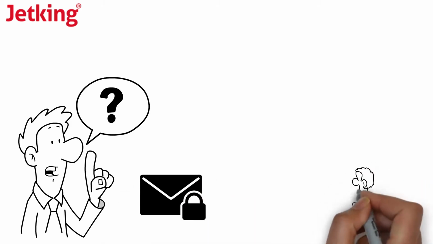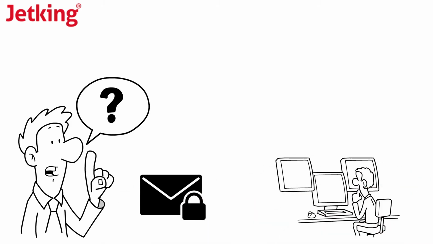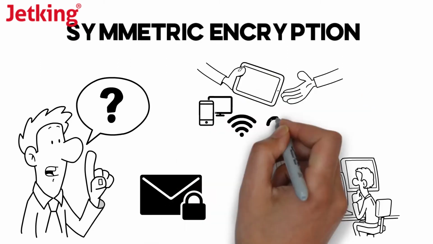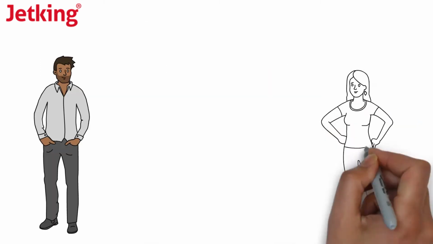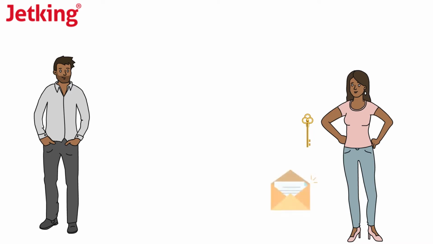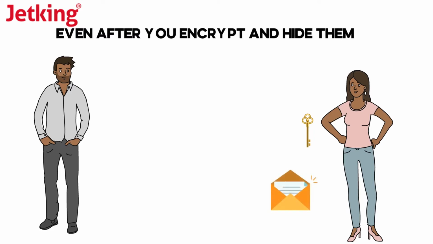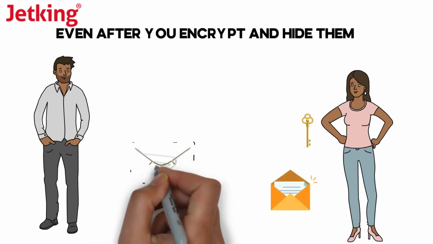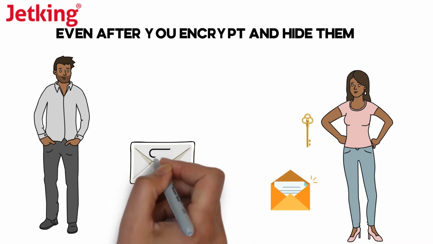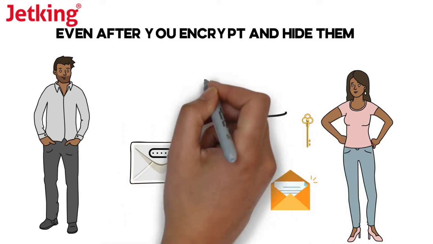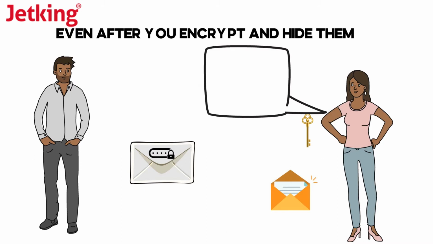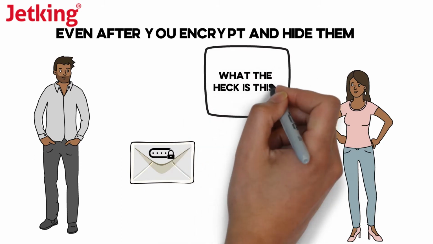Well, you do some reading online and you find a method called symmetric encryption, where you have a password or a key that you can share with your girlfriend so that she can read your letters even after you encrypt and hide them. So, you write her this super juicy letter encrypted using your password. Go to the mailbox and you wait patiently until she gets it and texts you. "What the heck is this?"